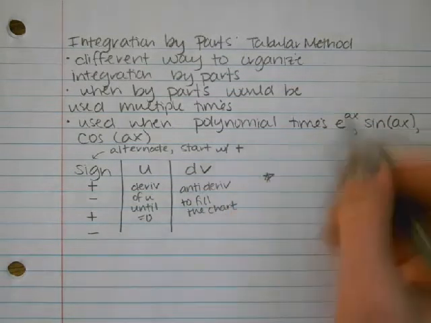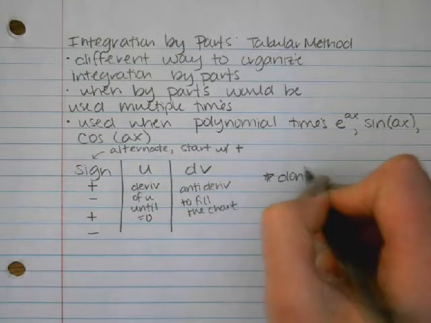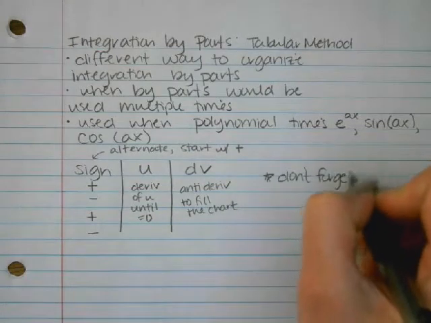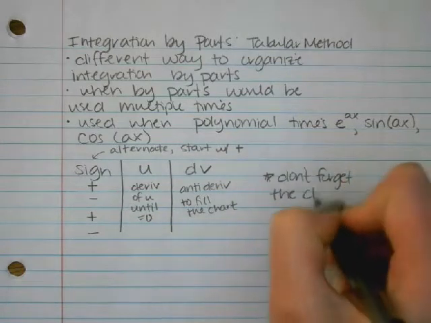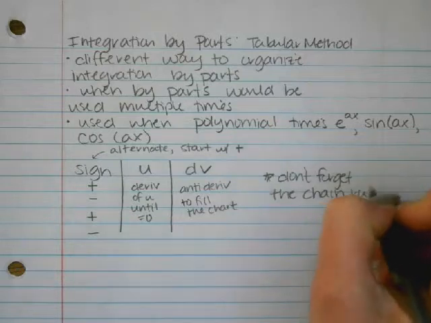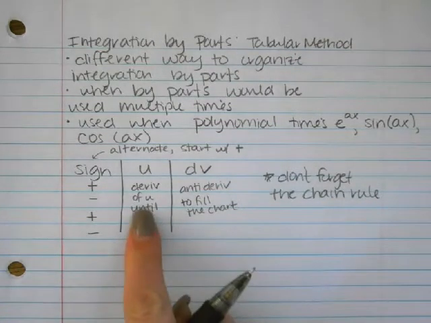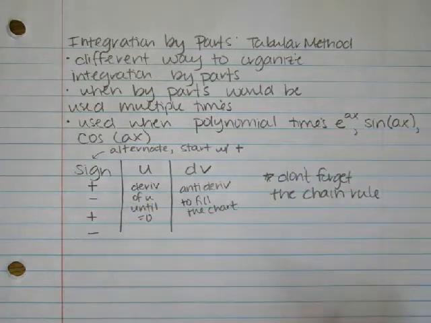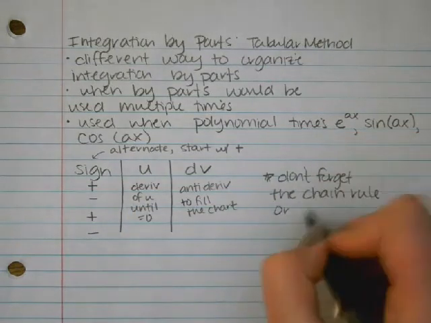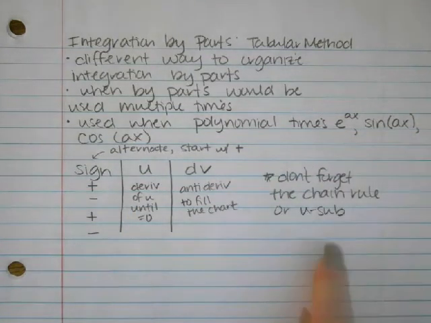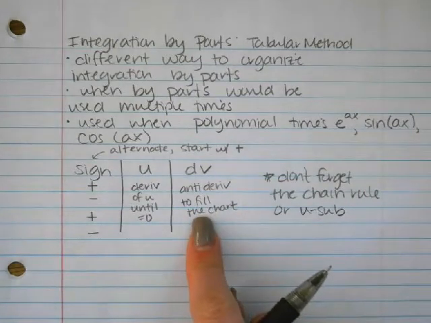Over here, we're going to say, don't forget the chain rule. So the chain rule would have to do with your u. You might need to do a chain rule for part of that. Or u substitution, and the u substitution has to do with your dv column. So don't forget about u substitution, especially because that does show up in the dv column sometimes.